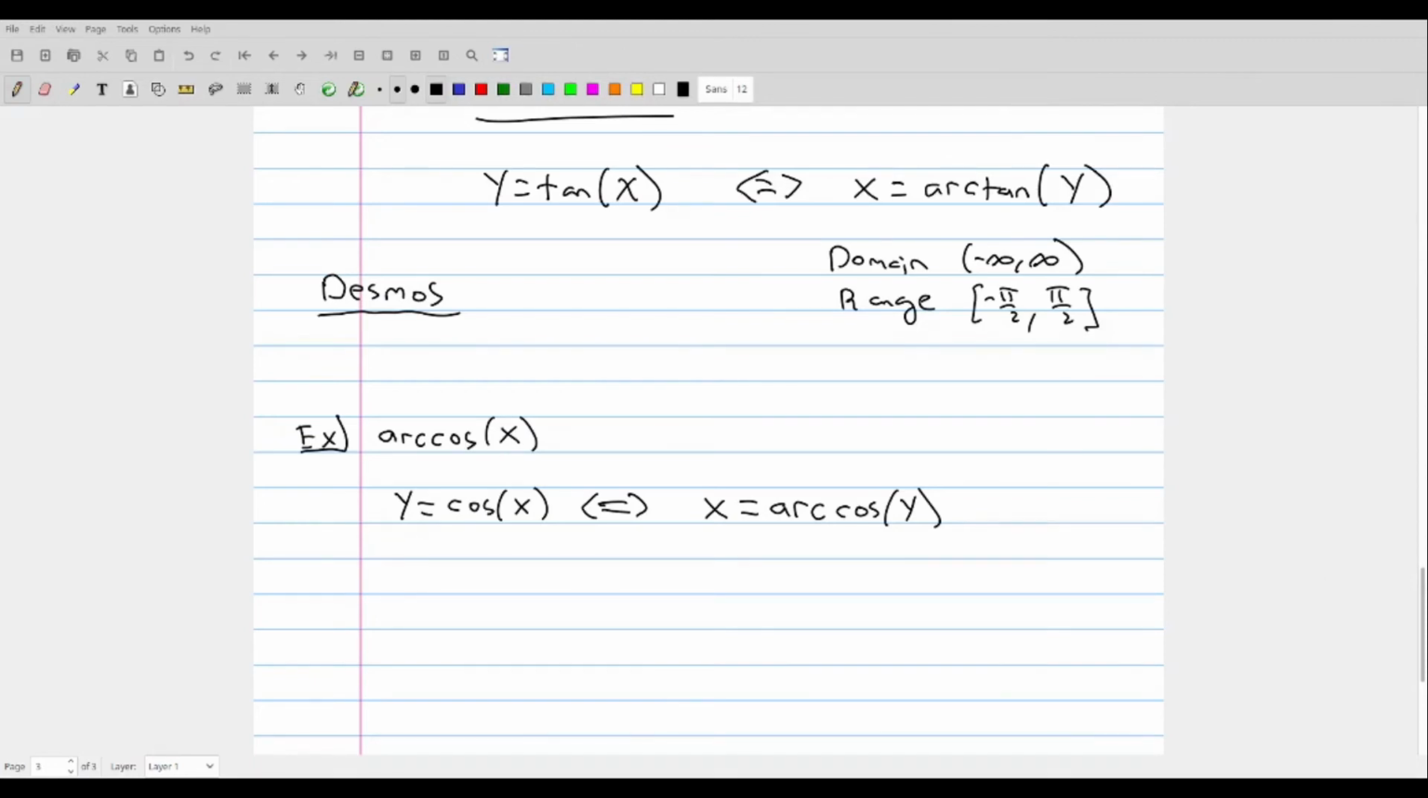So we know that the cosine function is going to be monotonic, or decreasing, from 0 to pi. And from 0 to pi, this is the interval that we have to take for the domain of the cosine function, or the natural domain of the cosine function.